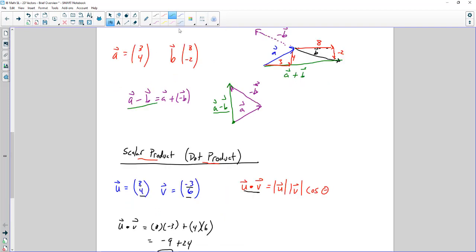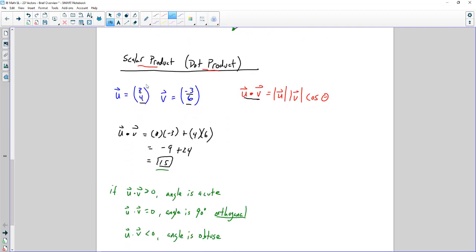So here's the dealio. I'm actually going to find that angle. Okay, so here's what I found. This scalar product is 15. I already know that. Now I have to find the magnitudes of these guys. Okay, so how do you find the magnitude of u? The magnitude of u, and you should be able to do this in your head after a while, is the square root of the components I have here added together.